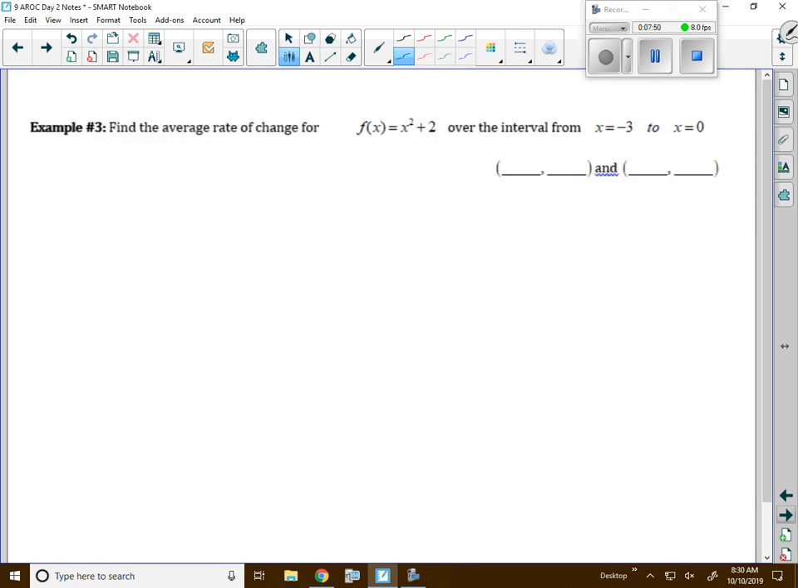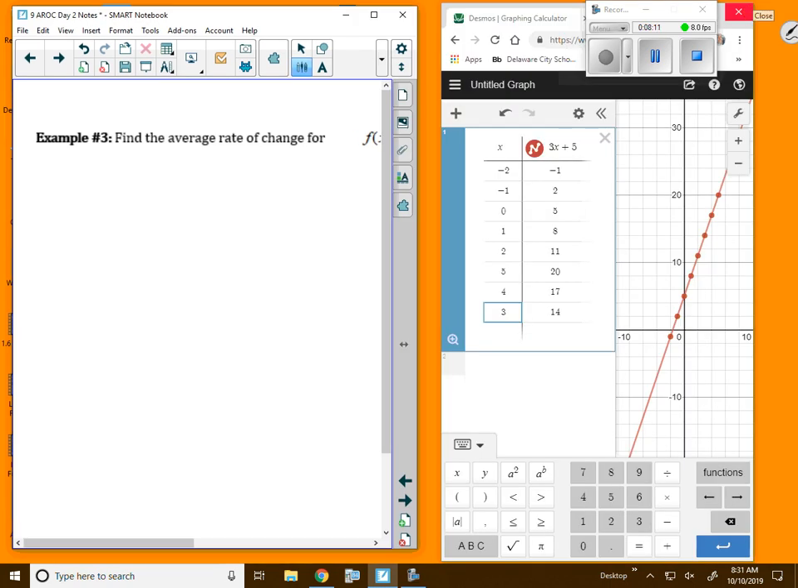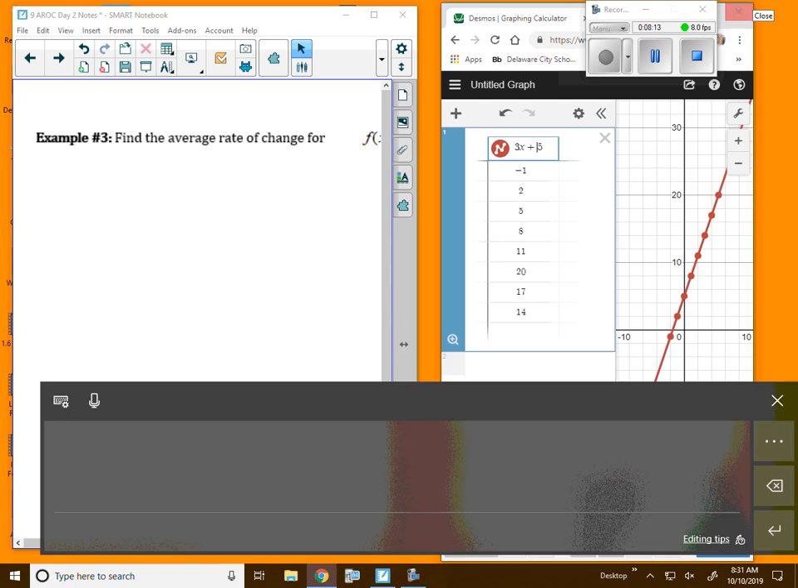Okay. All right, tip 3, find the average rate of change for f of x equals x squared plus 2 over the interval -3 to 0. So I have given you the x's. Okay, how are we going to get the y's? Desmos, or you can plug it in and do it by hand. It does not matter to me which way you do it. Since I already have Desmos up, let's make it happen.